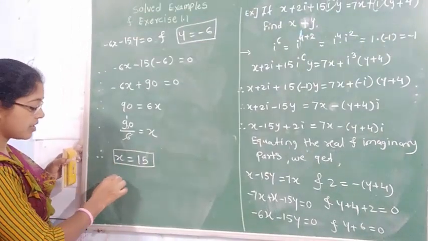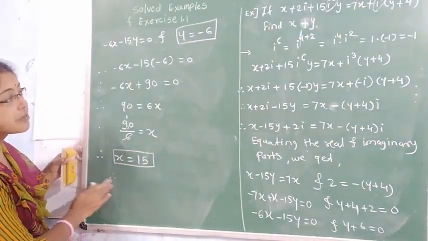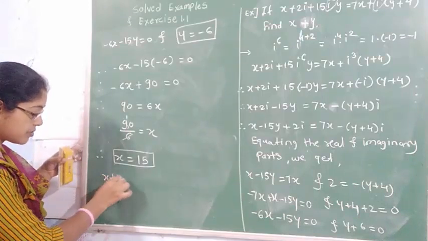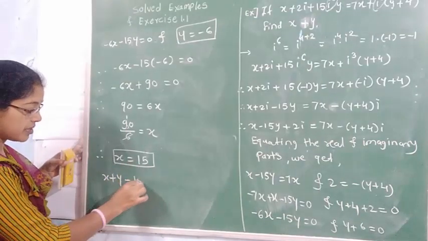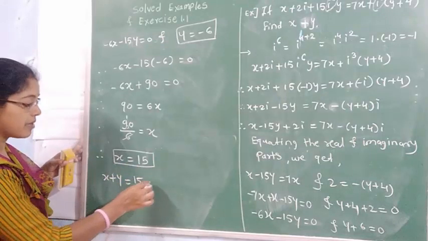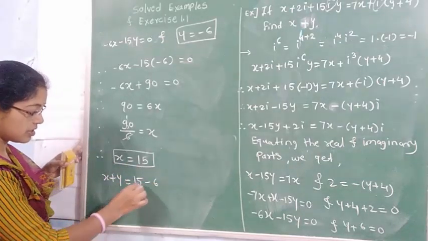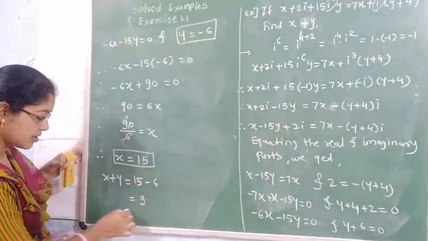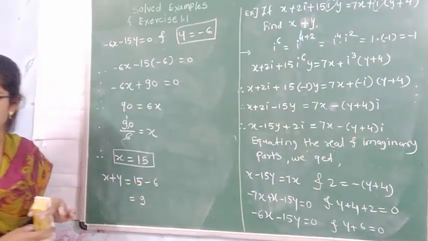So we have to find x plus y. Therefore x plus y is equal to x is 15 and y is minus 6. So what is the answer? 9. So x plus y is 9.